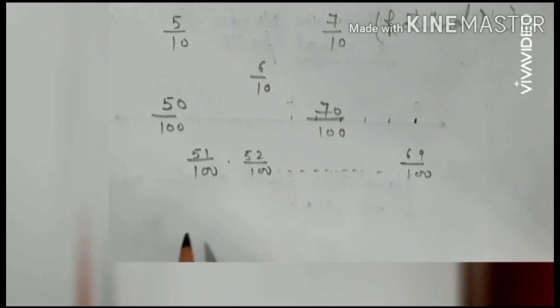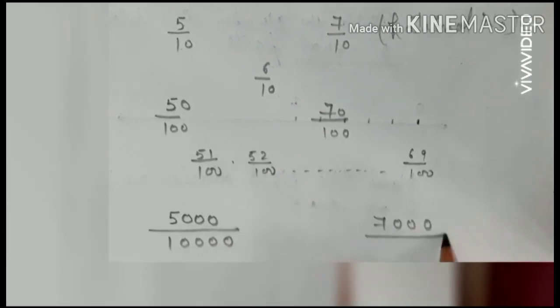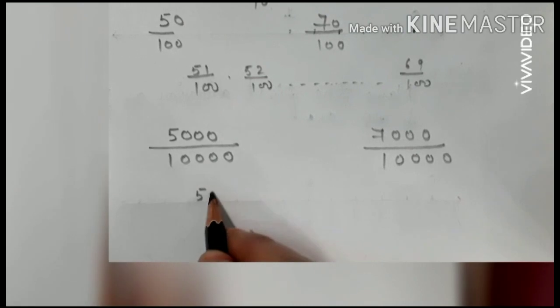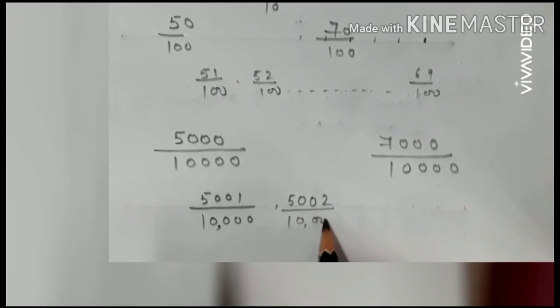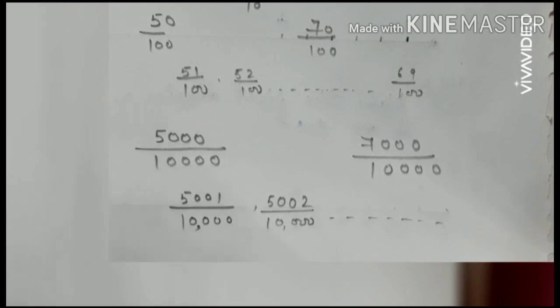Now you will count it again, and if I write these with more digits, you will say these are 5001 upon 10,000 and 5002 upon 10,000 and it goes on up to here. Okay, so again you can count.